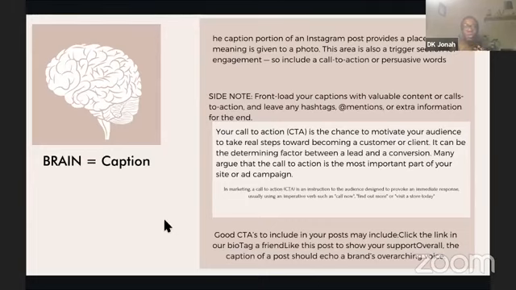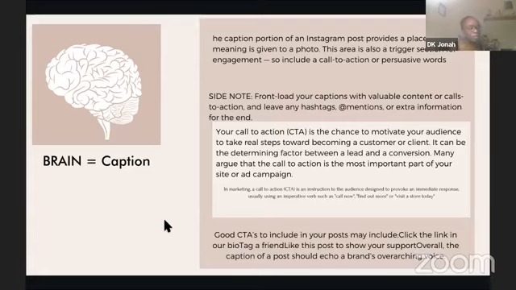I said the caption portion of an Instagram post provides a place where meaning is given to a photo. This area is also a trigger section for engagement, so it includes a call to action. So the brain of the post is the caption. You're putting the relevant information that is required in 2,200 characters. You're speaking to one person. You're not speaking to 10 million people. You're first of all speaking to one person. And then you are trying to front load your caption with valuable content and a call to action, but you are leaving out hashtags at this point, because you put your hashtags in your first comment so that you have enough time to explain what you want to explain.